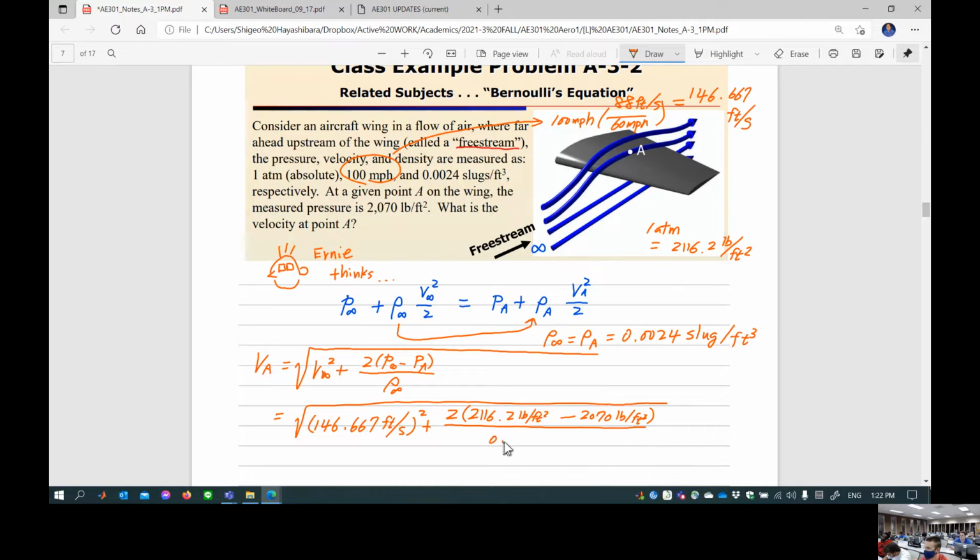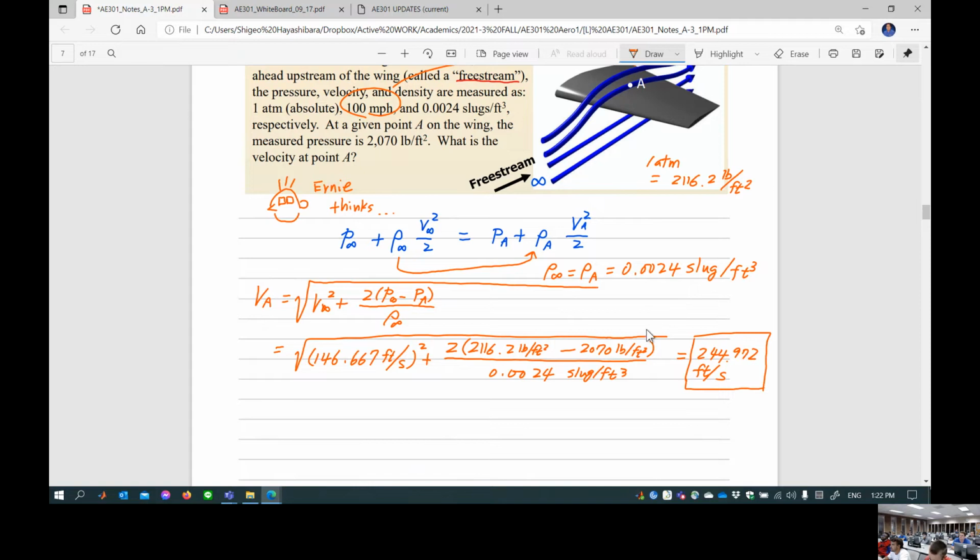Okay, so this is the density, 0.0024, which we assume constant, slugs per cubic foot. If you punch the numbers, you get 244.972 feet per second. By the way, do you need to take notes for this kind of thing? I hope not. You don't need to take any notes for this. This is what the bird is doing. So this is, miles per hour wise, 167.026 miles per hour. Here, my job is done.